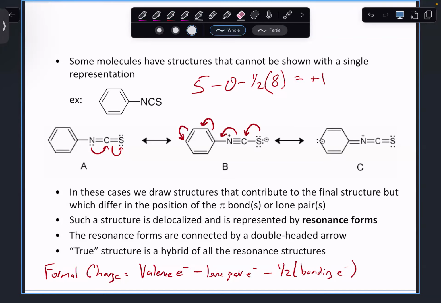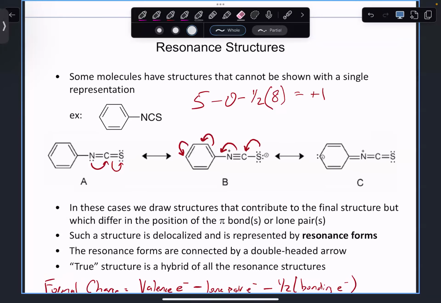Let's do another one. Let's prove that this sulfur actually does have a -1 formal charge. Let's see. So we'll start with the valence electrons that sulfur has. How many valence electrons does sulfur have? That should be 6.